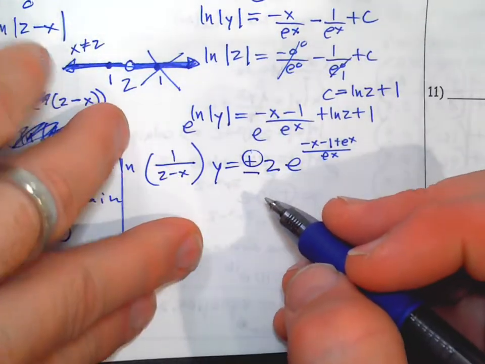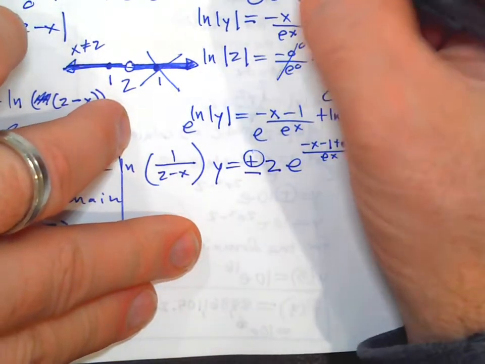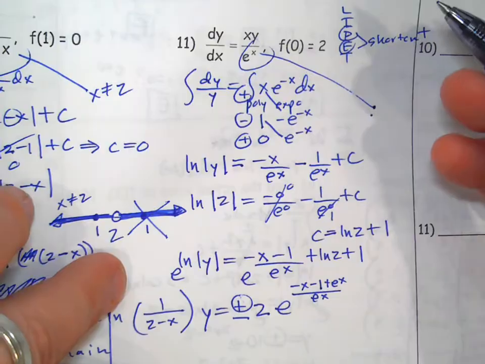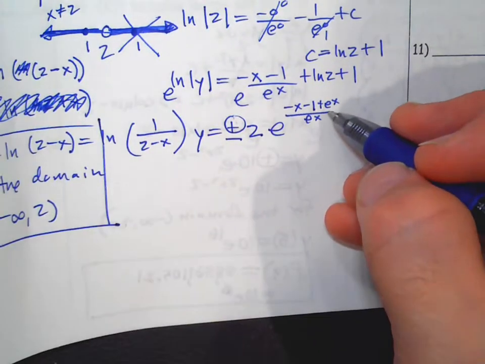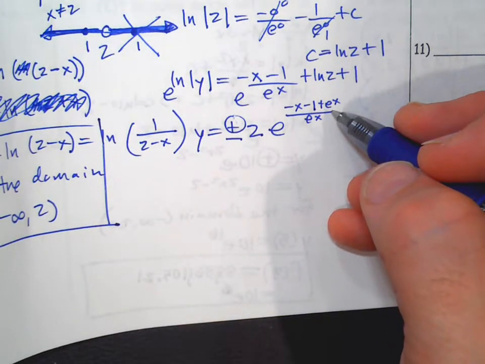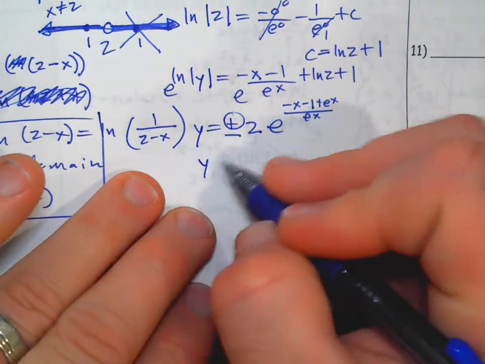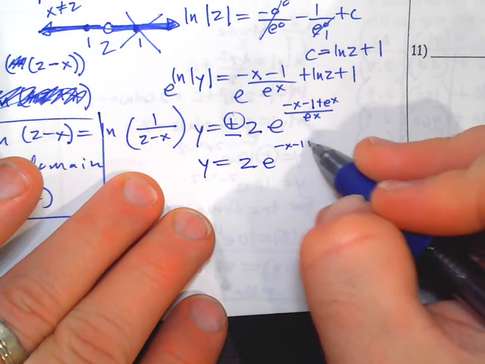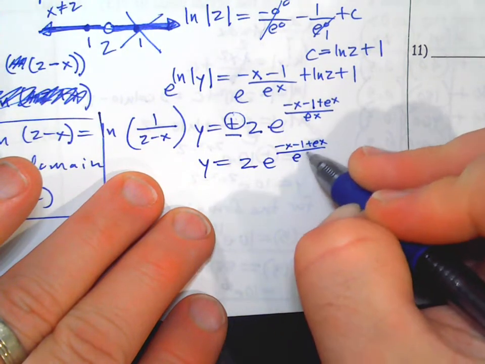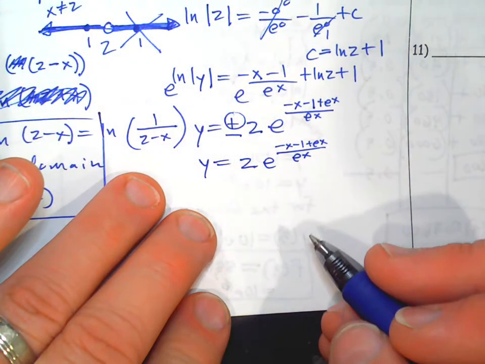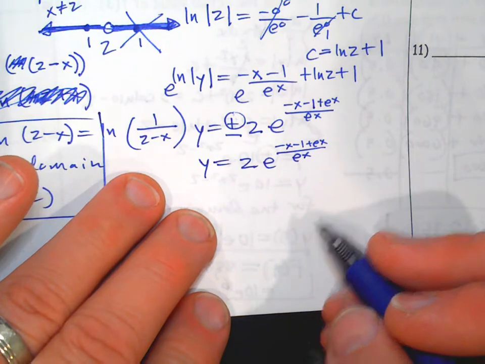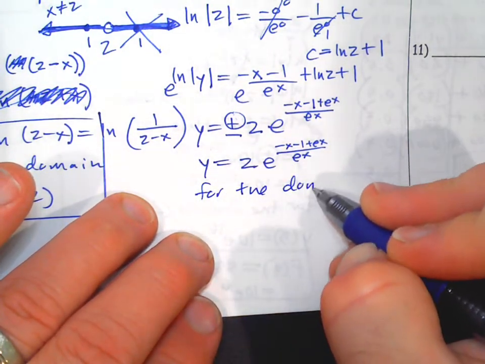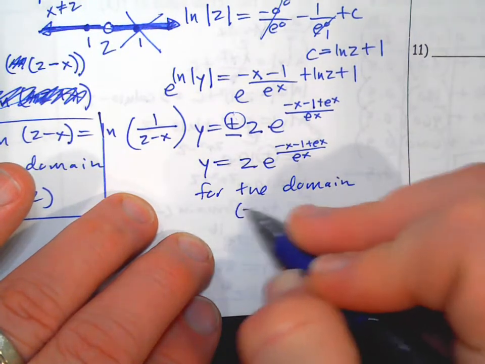Now, any restrictions? No problem there. e to the x can't be 0. This can have division by 0, which is fine. I think there's no issues. y equals 2e to the negative x minus 1 plus e to the x, all over e to the x. For the domain, negative infinity, positive infinity.